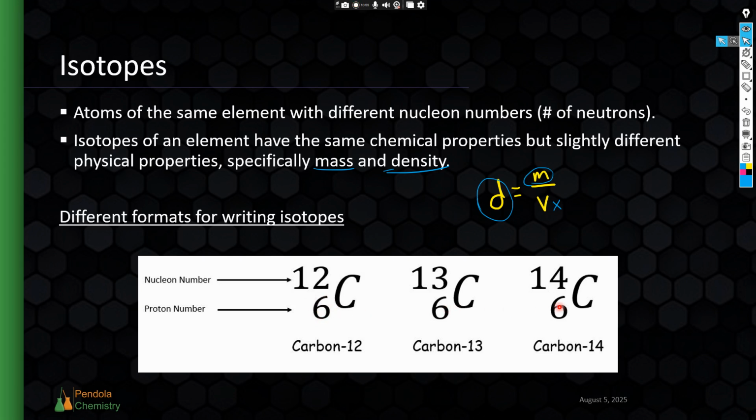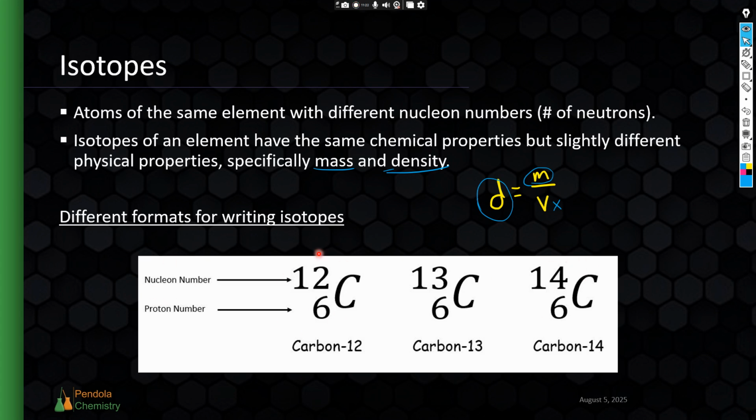And you can see here, 6, 6, 6. All three of the carbons have 6 as their proton number because that's how many protons are in carbon. If we change that number, it will no longer be carbon. It will be something else and therefore not an isotope here. So for carbon, we have the 6 in the bottom left every time because that's the atomic number. And then on the top left, we have the mass number, 12, 13, 14.